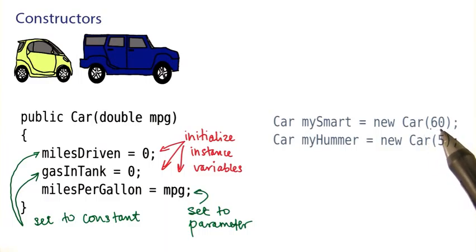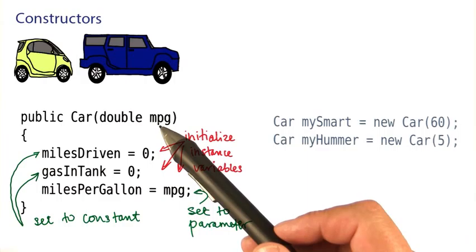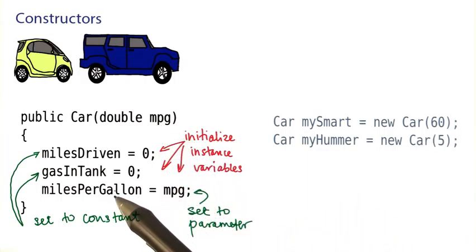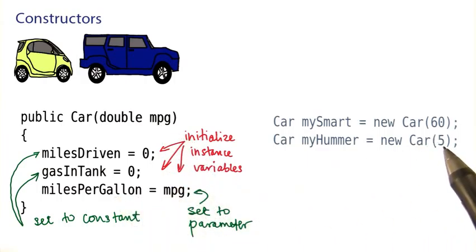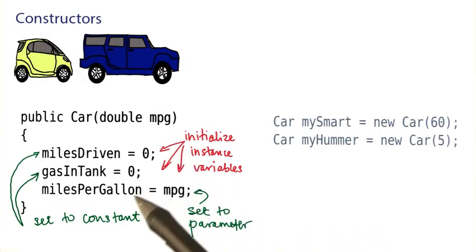Here, we construct a car with 60 miles per gallon. The value 60 is passed into the parameter variable and is then set to the instance variable here. Over here, we construct a car with 5 miles per gallon, and again, the 5 is passed into the parameter variable and then used to initialize this instance variable.